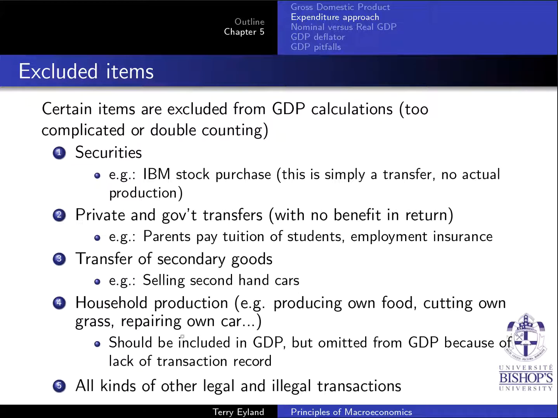And here's the interesting one that you might have some quiz questions on, so keep this one in mind, is household production. When you produce things at home, those things, if we think about the value of goods and services produced by a society, should be included, but they can't because we don't have a transaction record.